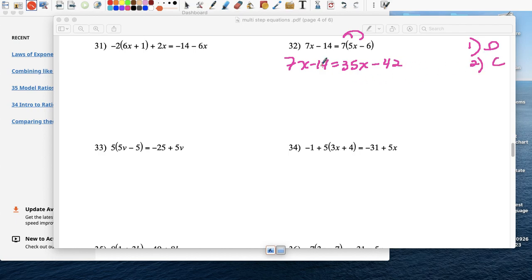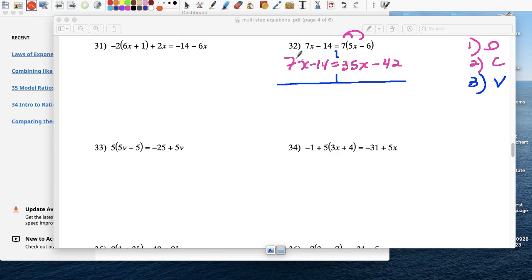2. Combine like terms. Can I combine 7x and 14? No. Can I combine 35x and 42? No. So let's skip to 3. Are there variables on both sides? Yes. Here's 7x and here's 35x. So let's get rid of the one that has the smaller coefficient, just because I don't want to deal with any negatives.